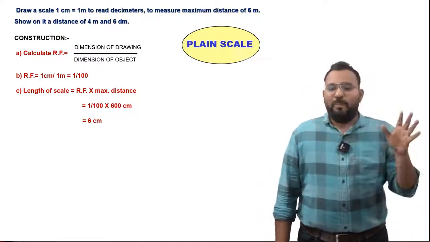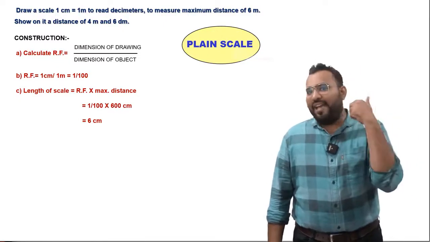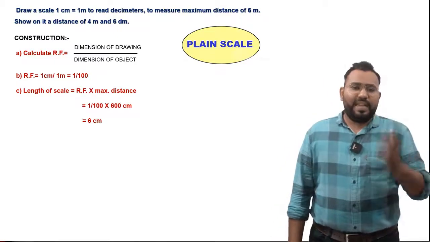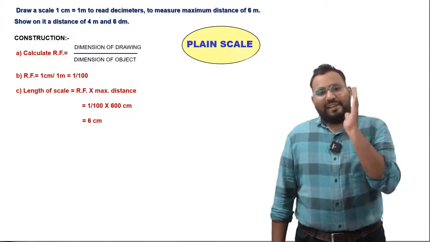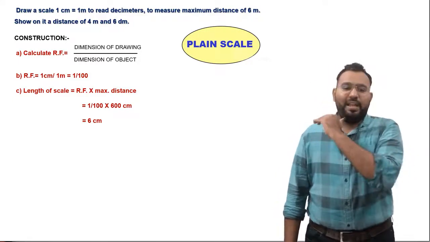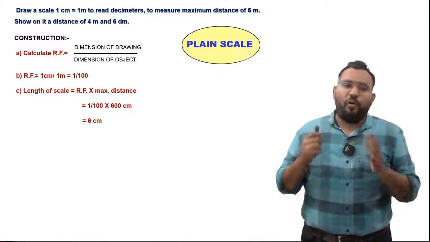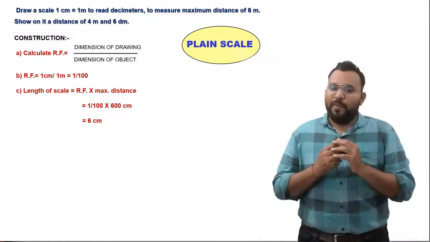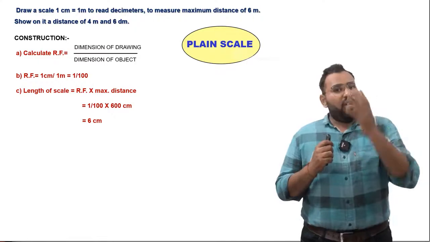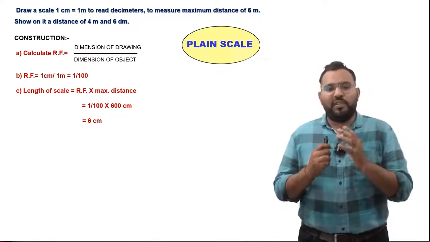So for any kind of plain scale example, these two steps are fixed. First you have to find RF, and second you have to find length of scale. Now what he has said right now is that you have to show a distance of 4 meter and 6 decimeter. So now we are going to sketch a plain scale in a drawing book. Now what you have to do is just pause this video, and whatever I am showing you over here, you have to repeat the same in your drawing book, and you will definitely solve this example.